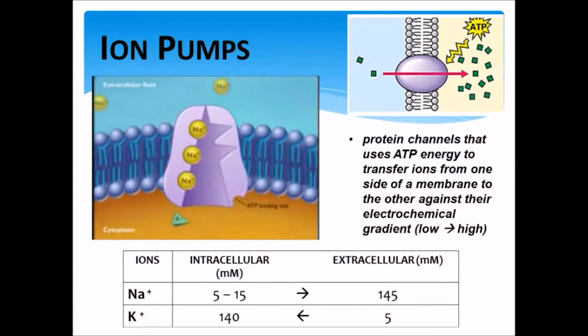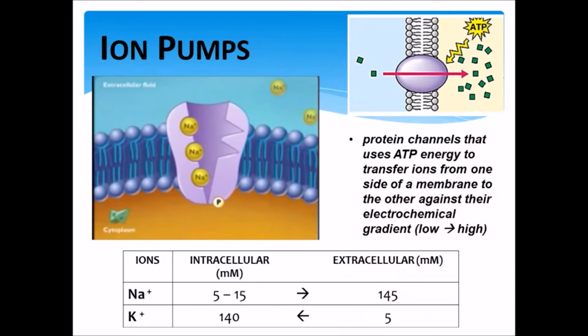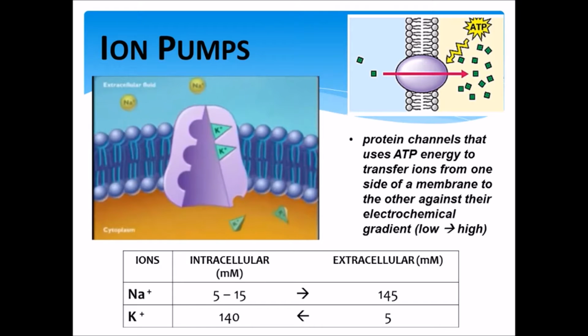Sodium ions enter the ion pump. With the energy from ATP, it changes conformation or shape and releases the sodium ions outside the cell. Next, potassium ions enter the ion pump. The pump changes conformation and releases the potassium ions inside the cell. The sodium-potassium pump has the job of keeping the axon ready for the next signal or nerve impulse.